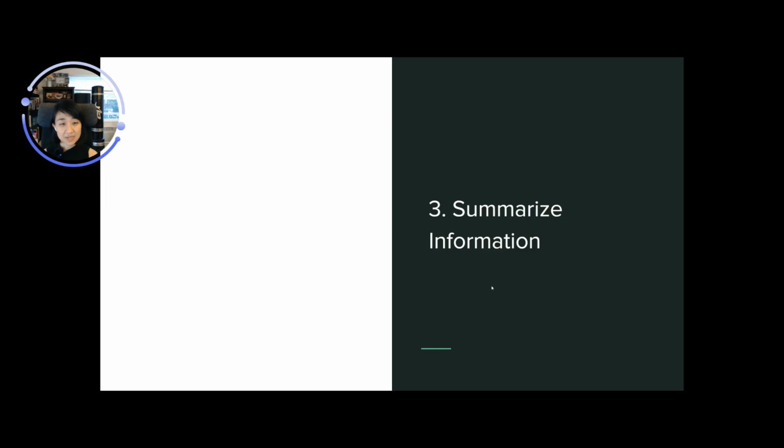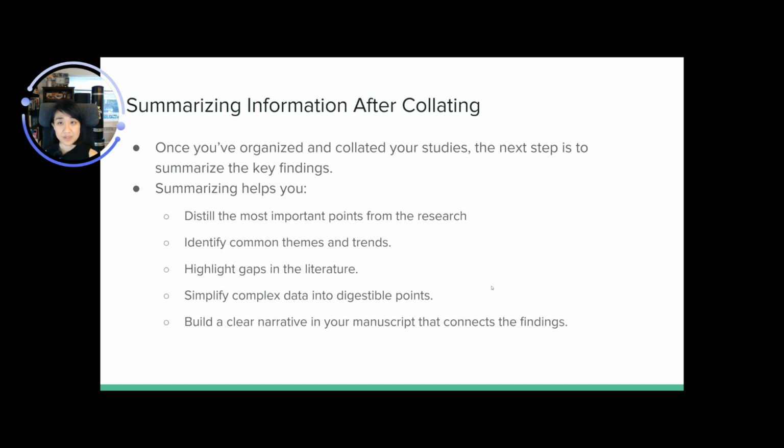And then the third thing is to summarize information. So once you have gathered, organized information, you want to summarize them, okay? And what does it do? It helps you distill the most important points from the research, helps you identify common themes and trends, highlight gaps in the literature, simplify complex data into digestible points, and also to build a clear narrative in your manuscript that connects the findings.